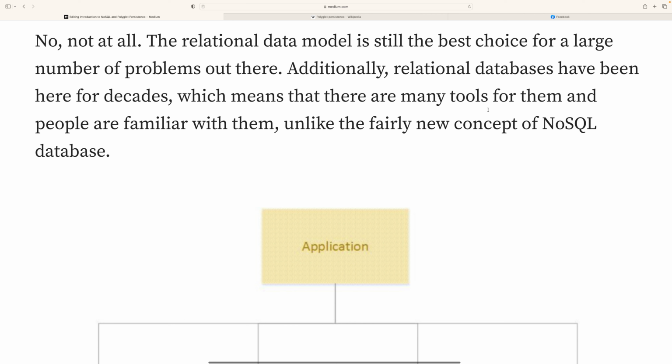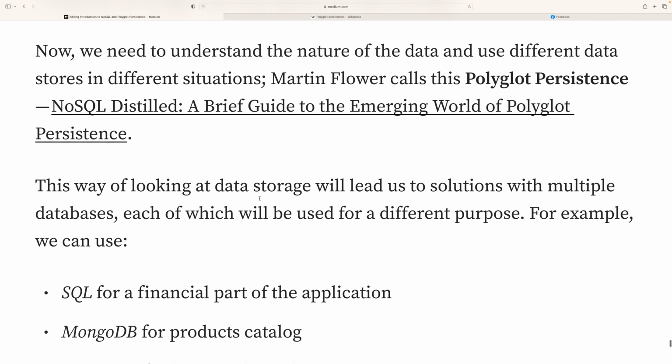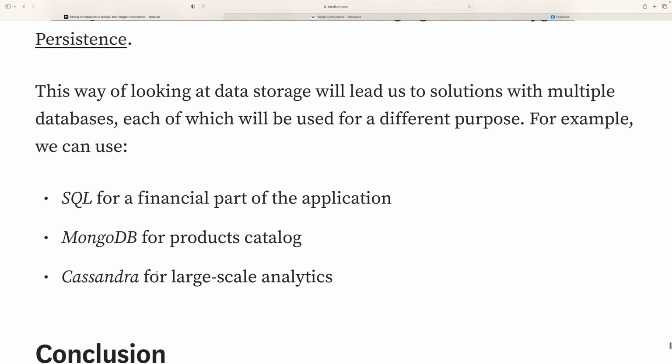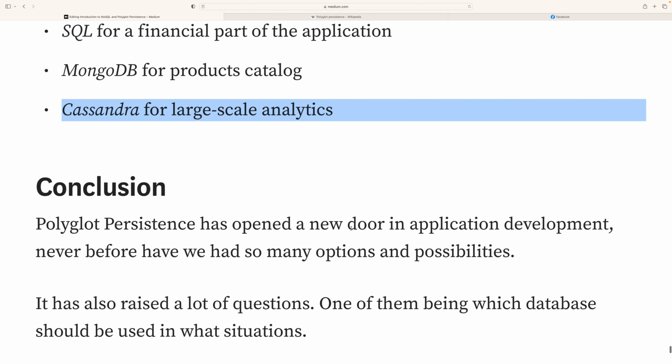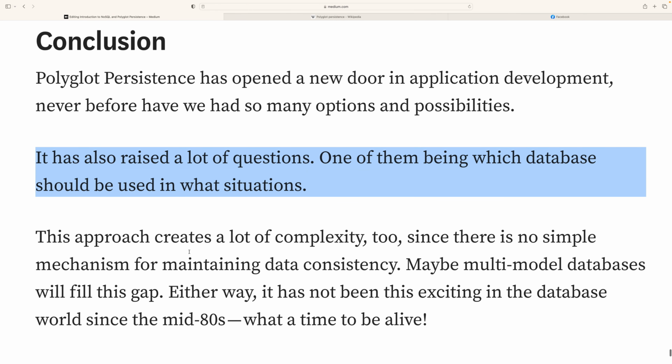Now we need to understand the data in different situations. Polyglot is a way of looking at data stores: we solve the problem with multiple databases, each with a different purpose. For example, SQL for the financial part of an application, MongoDB for podcast scheduling, Cassandra for large-scale analytics. So polyglot persistence has opened a new door to application development. Never before have there been so many options. It has also raised a lot of questions, one of them being which database should be used for what situation. This approach creates a lot of complexity too, since there are no simple mechanisms for maintaining data consistency.